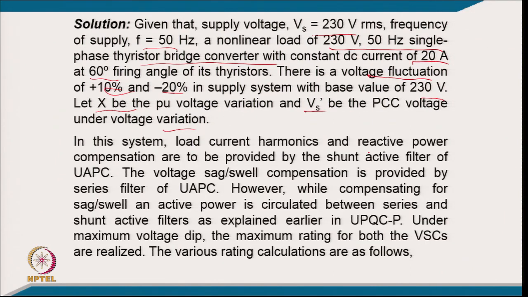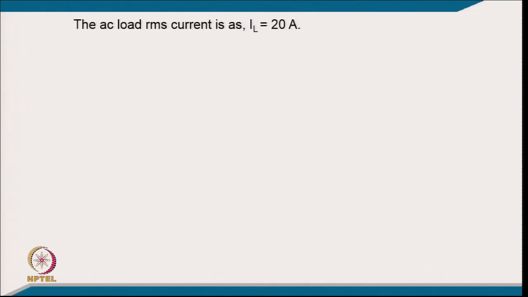So, in this system the load current harmonics and reactive power compensation are to be provided by the shunt active filter of the universal active power filter, and the voltage sag swell compensation is provided by the series active filter of UPAC. However, while compensating for the sag swell, an active power is circulated between series and shunt filter as explained earlier, and under the maximum voltage, if the maximum rating of both the VSC are realized, so various VA ratings are calculated as follows.